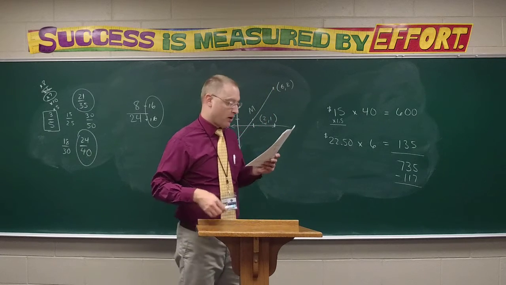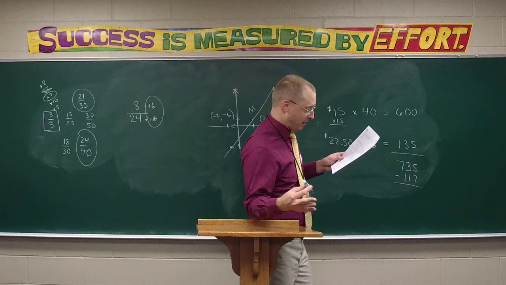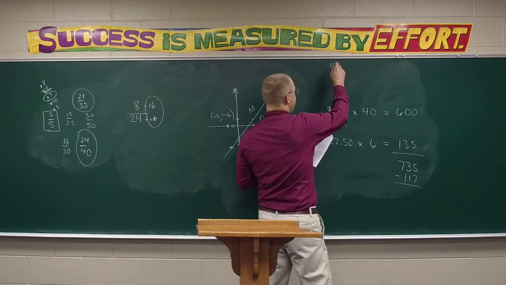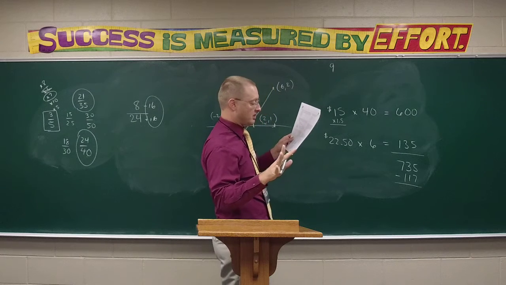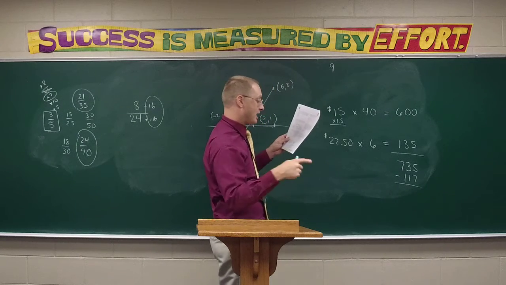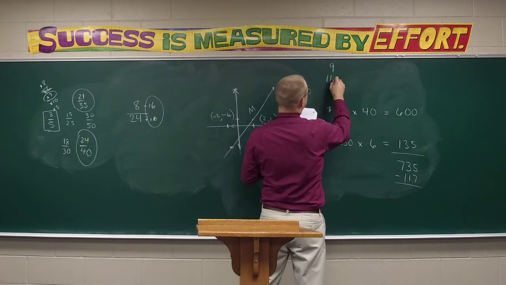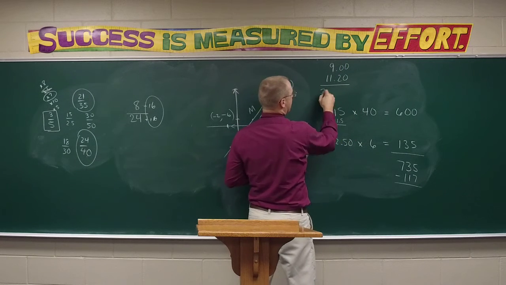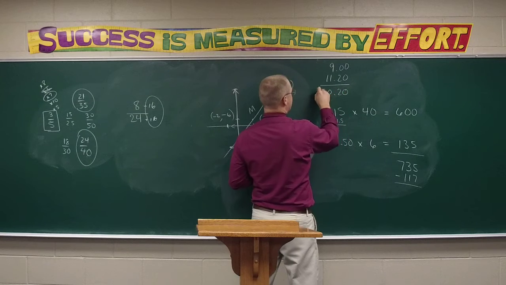Okay, so trip number 1, she buys 3 bags. How much per bag? $3. $3. How much money is that? $9. $9. Next trip, she buys 4 bags. How much money is that per bag? $2.80. 2.80 times 4 gives you $11.20. $11.20. So how much is she spending at the store? $20.20. That was not a good year for anybody.